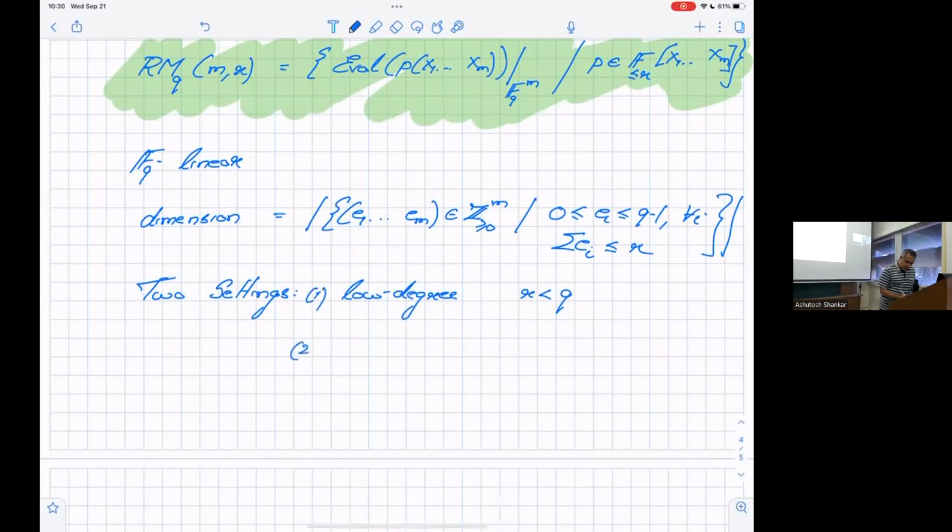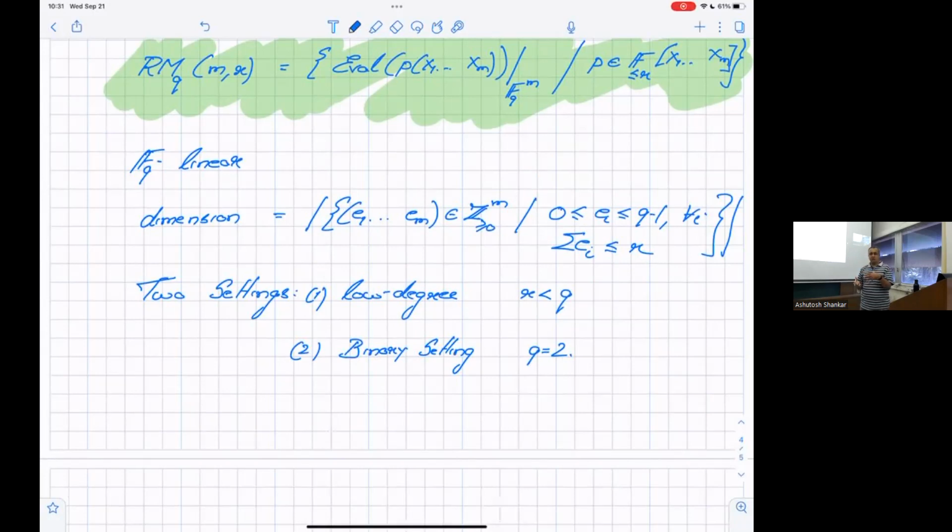The other setting is the binary setting. So here each EI is either 0 or 1, and then you have the summation of EI less than or equal to R. So the binary setting is the one in which Q equals 2. So one is the large field setting, and the other is the other extreme, the smallest possible field setting. All the intermediate settings are also interesting, but we will look at these two to get an answer for this one. Because I also want to talk about the distance of the code.